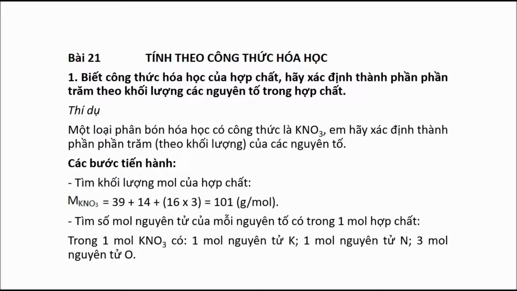Procedure: find the molar mass of the compound. M of KNO3 equals 39 plus 14 plus 16 multiplied by 3 equals 101 grams per mole. Find the number of atomic moles of each element in 1 mole of the compound. 1 mole of KNO3 consists of 1 mole of K atoms, 1 mole of N atoms, 3 moles of O atoms.